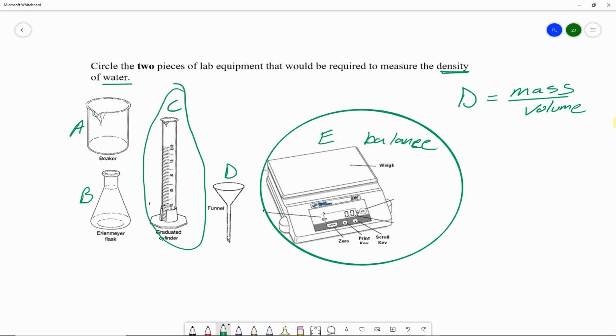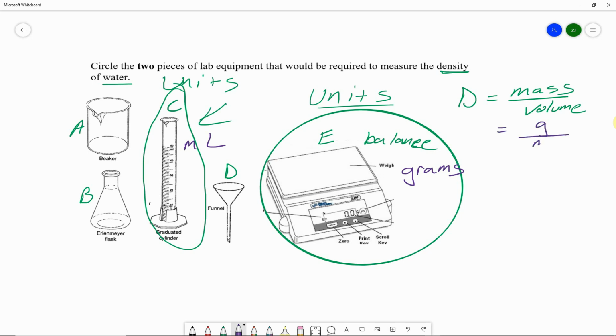Now, if we know that these two are the ones we're going to need, I want to know what units you would need for each one of these. What are the units for the balance and what are the units for the graduated cylinder? All right, did you say the units for the balance are grams and the units for the graduated cylinder were milliliters? That's right, so most density is measured in grams per milliliter. Now you may have seen, depending on which lessons your teacher taught you. If you were in my class, you learned that a milliliter is also the same as a centimeter cubed. They are the same thing, but really this is the unit we most often use for density.